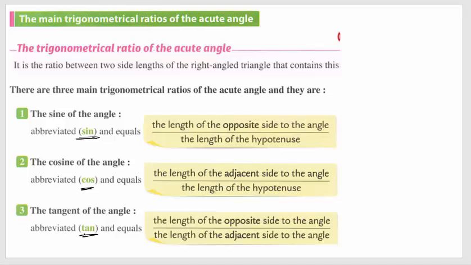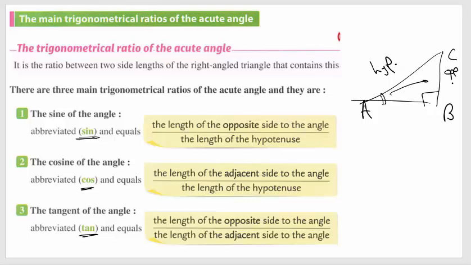How to find the sine, cosine and tan of an acute angle. The sine is the ratio between the opposite side to the angle over the hypotenuse. For example, if I have a right angle triangle like this, A, B, C, and I'm talking about the angle A, for sure AC is the side opposite to the right angle, so it's called the hypotenuse. What about the angle A? BC is the opposite of angle A, and AB is called its adjacent.